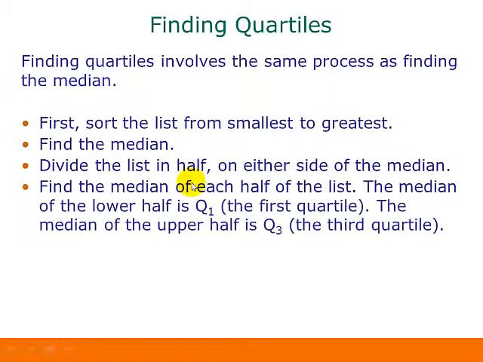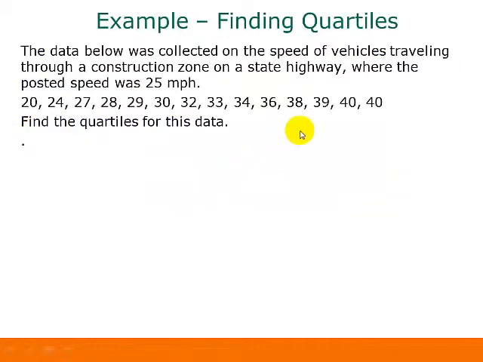Now we have 2 lists, a lower half of the list and an upper half of the list, and we just find the median of each one of those halves. So the median of the lower half is Q1, the first quartile, and the median of the upper half is Q3, the third quartile.